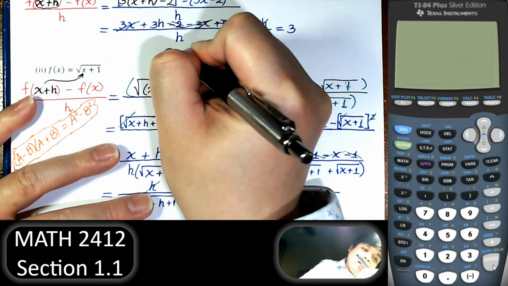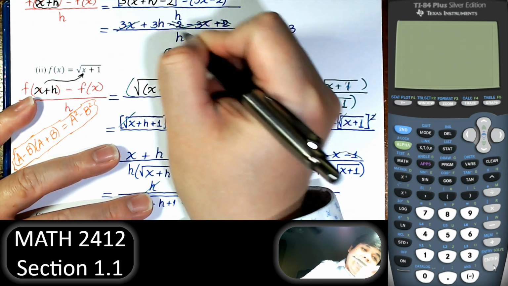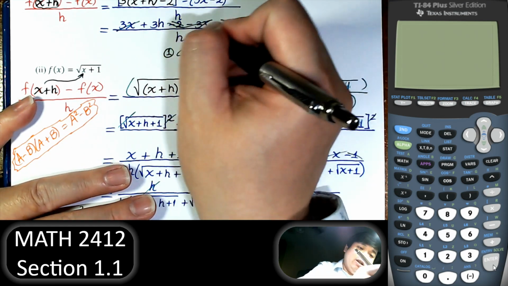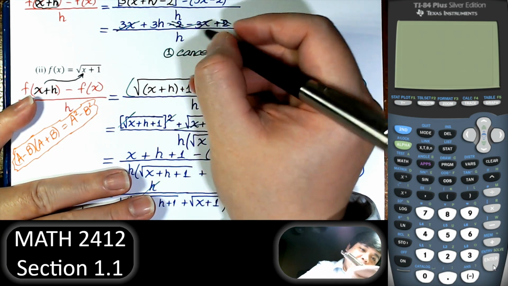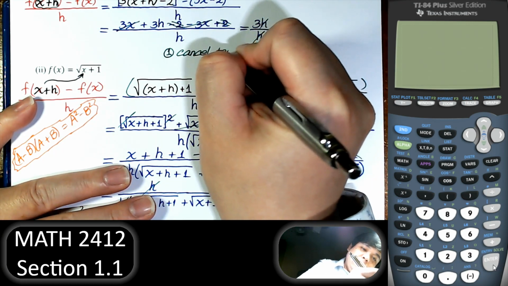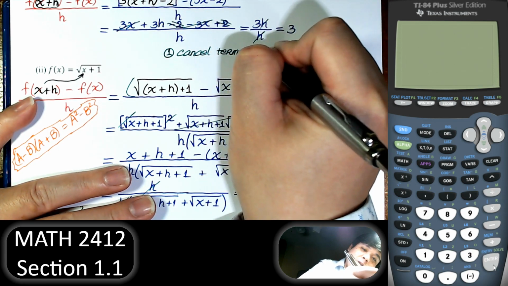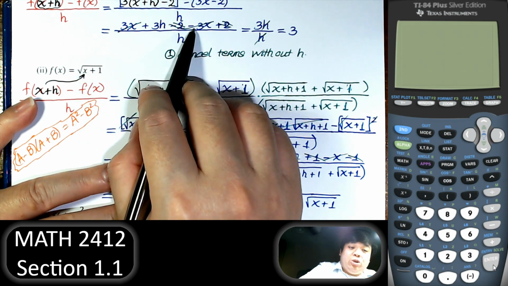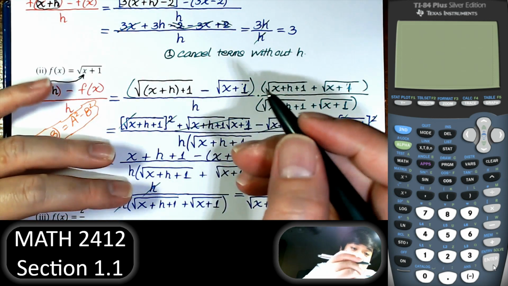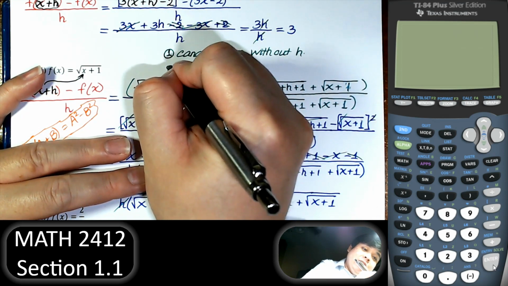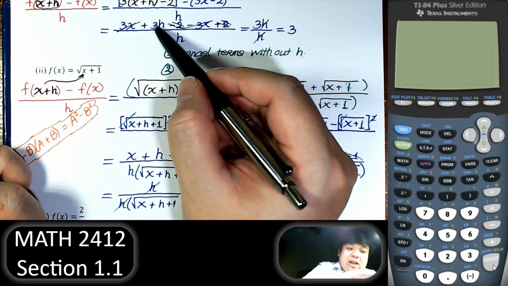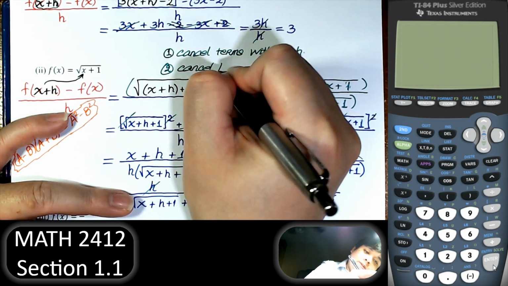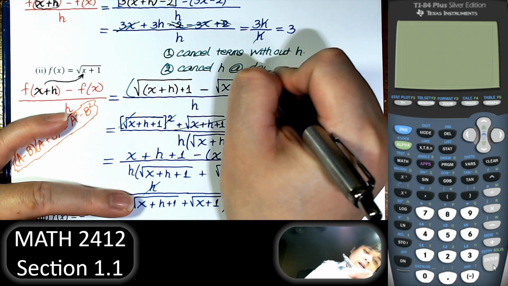The first one is to cancel everything without an h. Usually it cancels everything without an h, that step on the top. Cancel terms without h. So here the 3x cancels with the 3x, and the 2 cancels with the 2, because they do not have h, and they cancel out. The second step that should be there is the step where we cancel the h at the bottom, at the denominator.